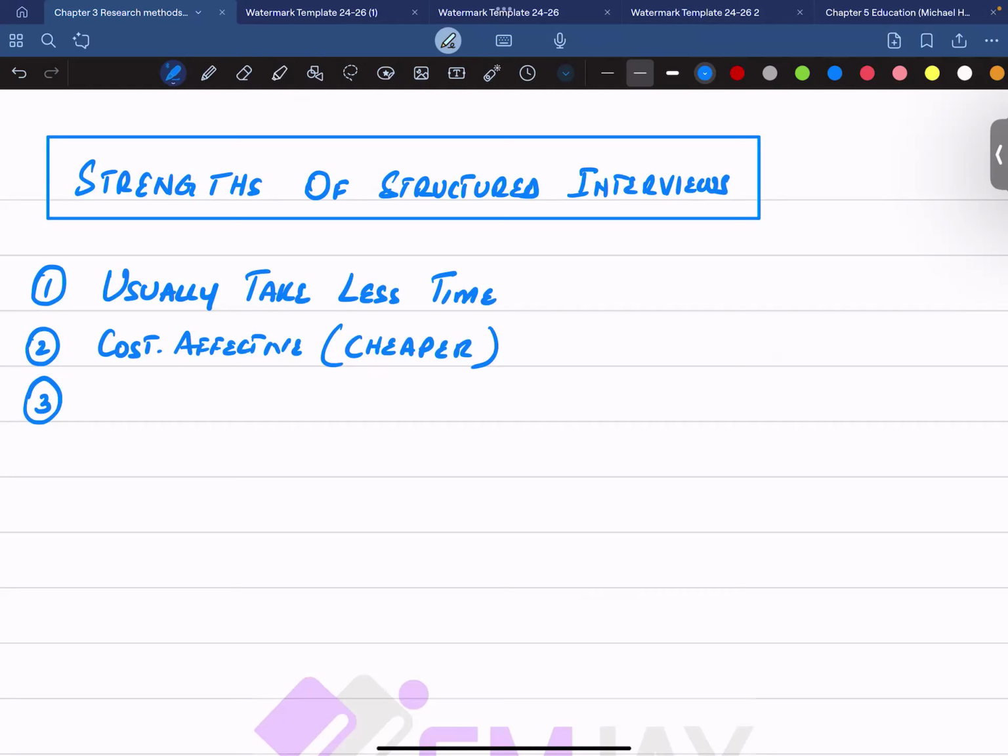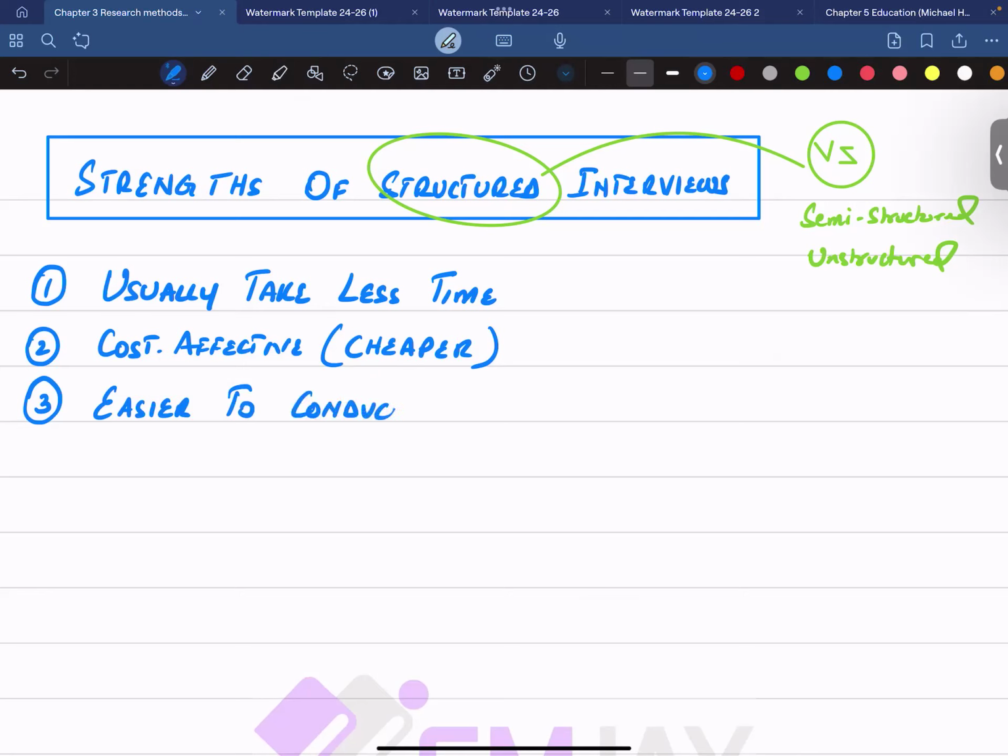Now, if I talk about a comparison between structured interviews and the other types of interviews, such as, for the sake of comparison, semi-structured interviews or unstructured interviews, essentially what the researcher is actually doing is simply reading out questions. So they are easier to conduct as well, because at times the researcher only reads out questions.